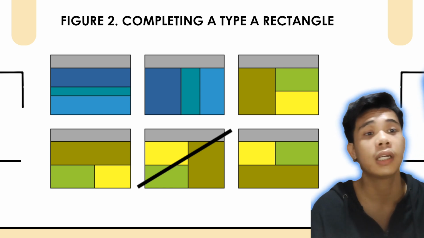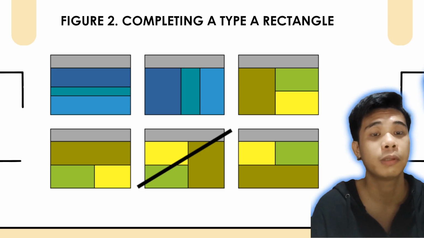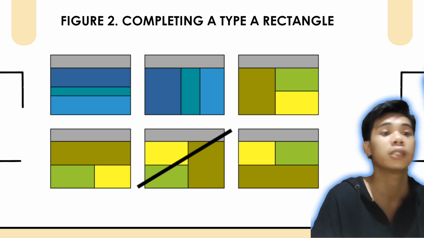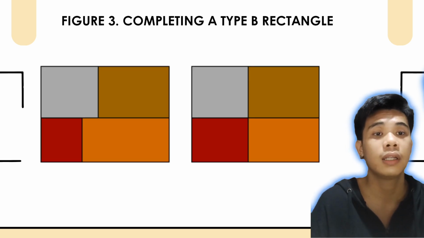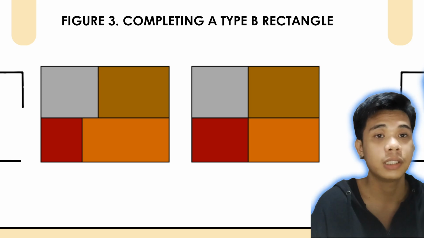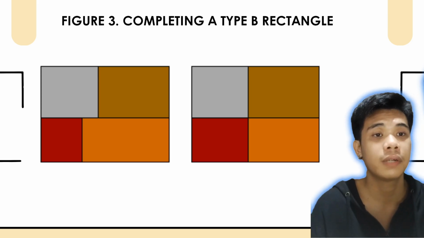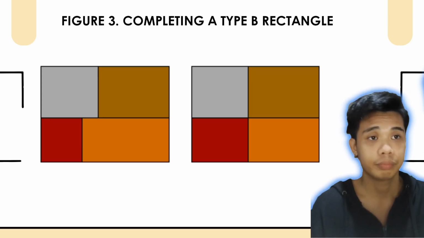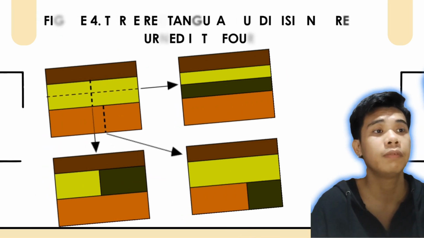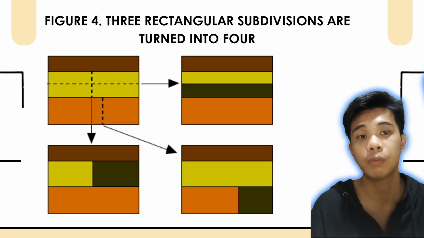Now for the second rectangle, we also subdivided it into four. These are just some of the solutions where we can subdivide the rectangle into four smaller rectangles. This is the shaded part, and here are the rectangles: 1, 2, 3. The second one is also a rectangle. Now for figure 4, three rectangular subdivisions are turned into four.